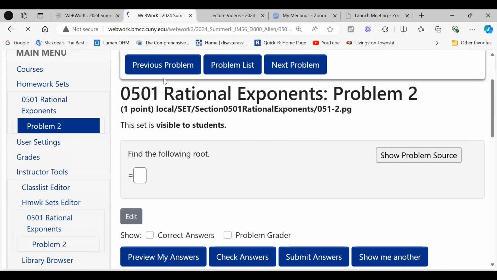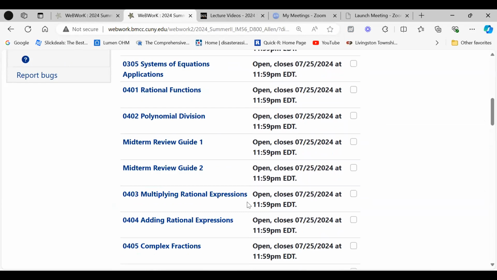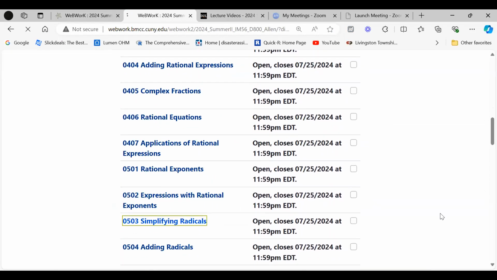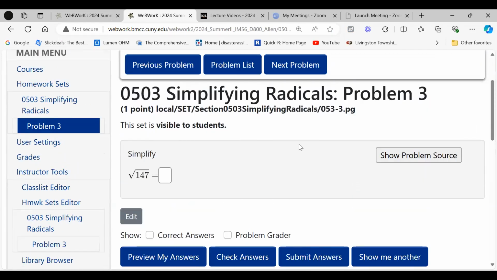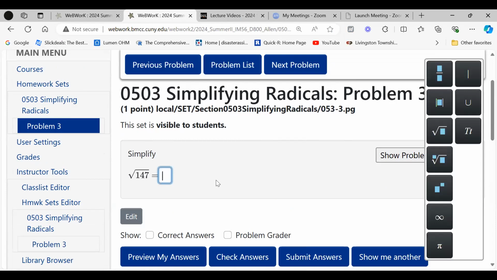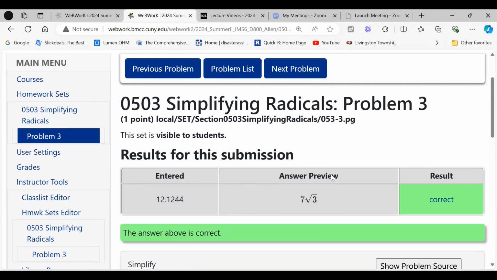So let's look at the radicals. We are on problem 3. 147. So it'll be 7 times 21, right? 7 times 7 times 3. So 49 times 3. So it'll be 7 square root of 3. Yep, that's right.